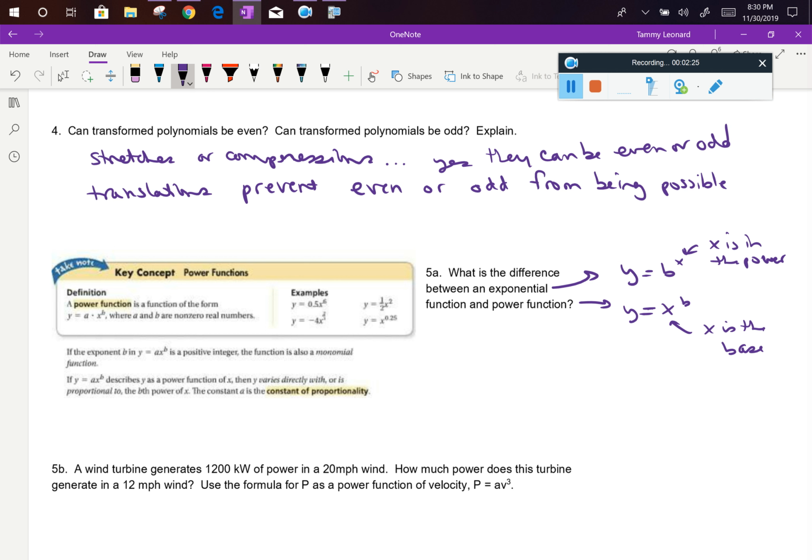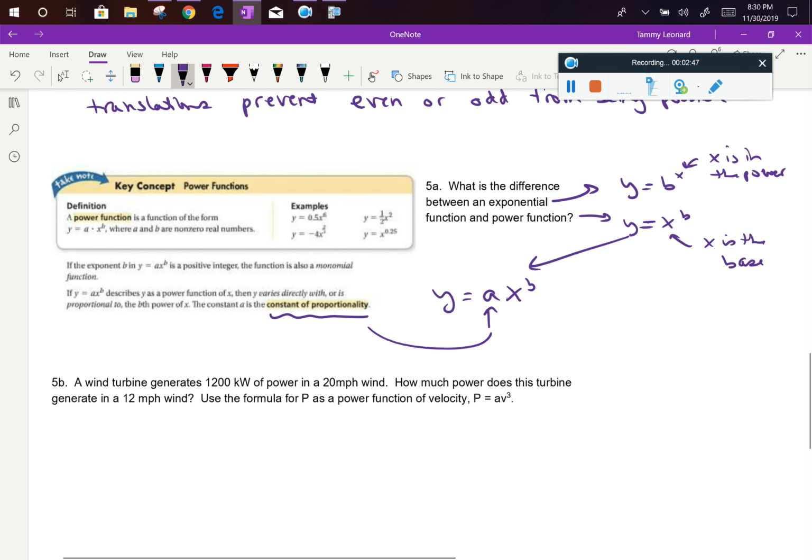Within this, we have something called the constant of proportionality, and that's the number that I actually didn't bother to write in 5a. I could have written y equals a x to the b, and then a would be that constant of proportionality. So it's the same vertical stretch, vertical compression that we've seen in lots of other functions.